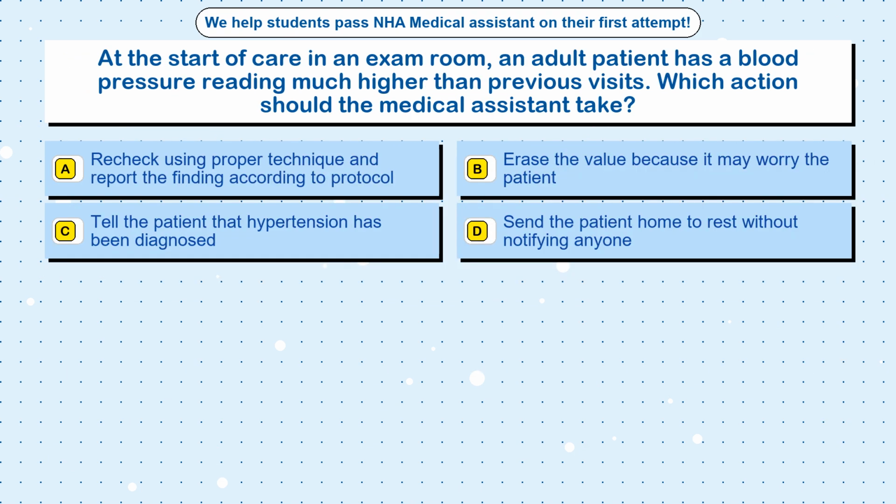Question 95. At the start of care in an exam room, an adult patient has a blood pressure reading much higher than previous visits. Which action should the medical assistant take? Option A. Recheck using proper technique and report the finding according to protocol. Option B. Erase the value because it may worry the patient. Option C. Tell the patient that hypertension has been diagnosed. Option D. Send the patient home to rest without notifying anyone.